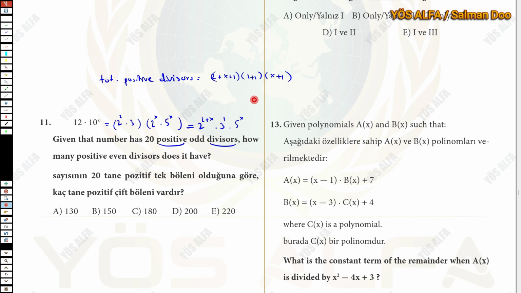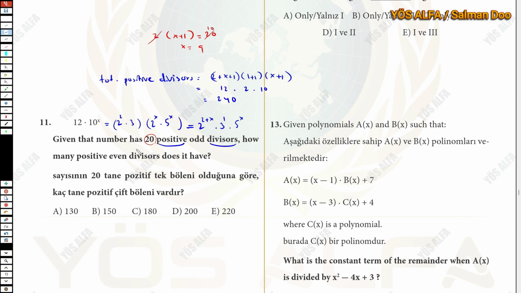So the odd divisors are coming from this part. So 2 times (x plus 1) is equal to 20. From here, x is equal to 9. Let's substitute this value into this expression to get the total number of divisors. When x is equal to 9, we have 12 times 2 times 10, which is 240.